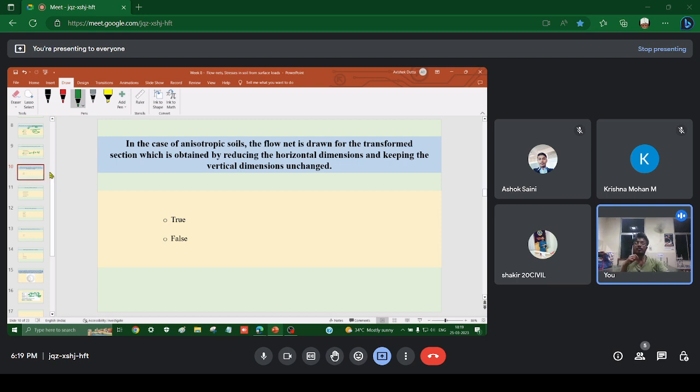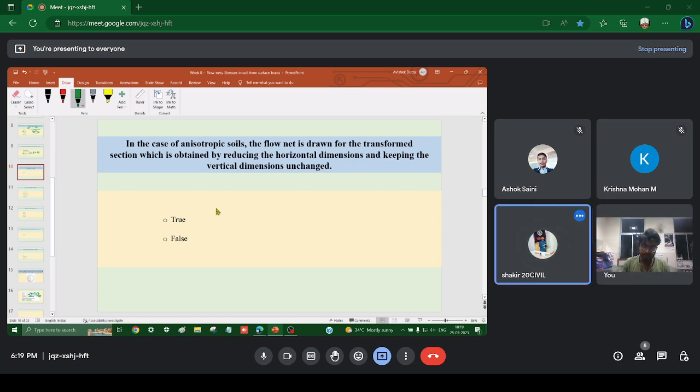In the case of anisotropic soil, the flow net is drawn for the transformed section, which is obtained by reducing the horizontal dimensions and keeping the vertical dimensions unchanged. True or false? What is the answer? Anyone? Do you know the answer or you don't? Just tell me. No, sir.